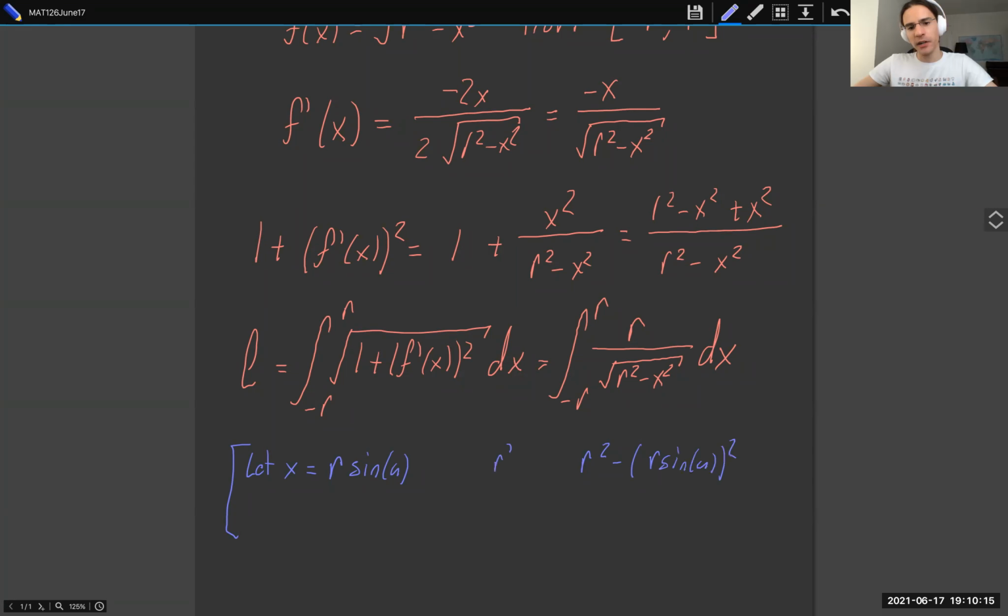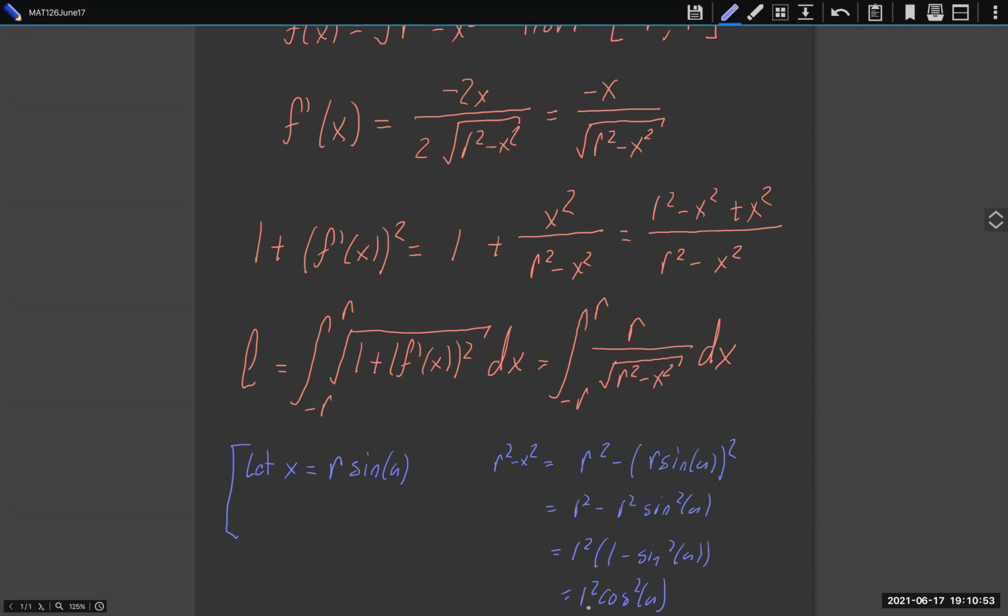So r squared minus x squared is equal to this, right? Now look at what happens. I distribute the square and I get r squared minus r squared sine squared of u. And so now I can factor out the r squared and I get 1 minus sine squared of u. And 1 minus sine squared is also known as cosine squared. So that's why I substituted r sine u, not r squared sine u, because otherwise I'd have an r to the 4th here, and then I wouldn't have a common factor. Okay, that makes sense. Thank you.